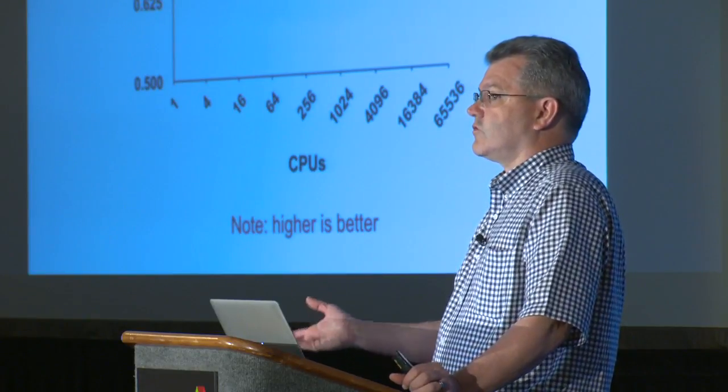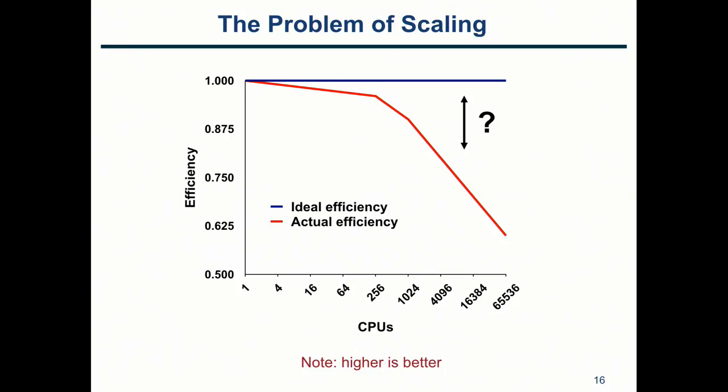So the problem that you're probably here to solve is that you've got a code that doesn't scale so well. As you go to a large count of processors, you'd like your parallel efficiency to remain at 1 and get the full value of all of them. But typically that doesn't happen; your efficiency drops off. And what you want to know is, what's the difference between my ideal efficiency and where it dropped off?